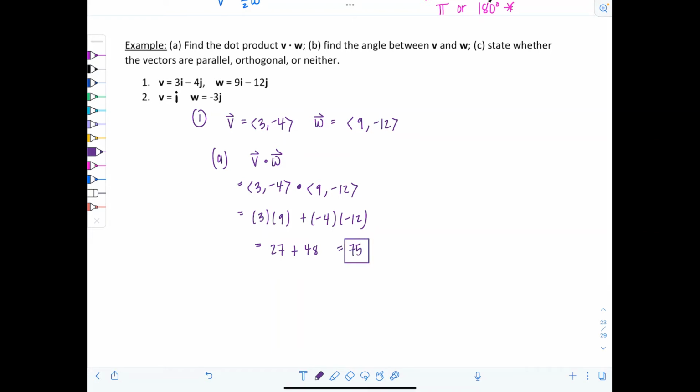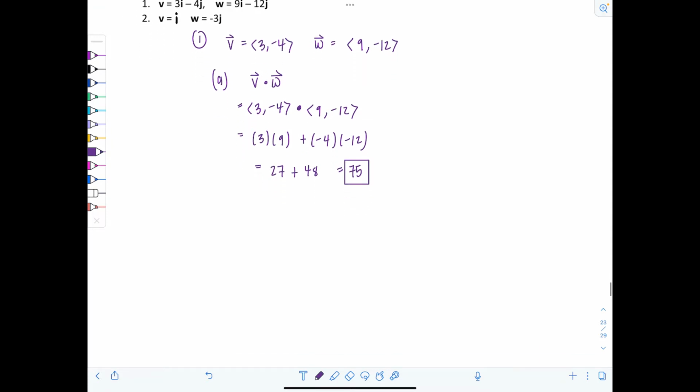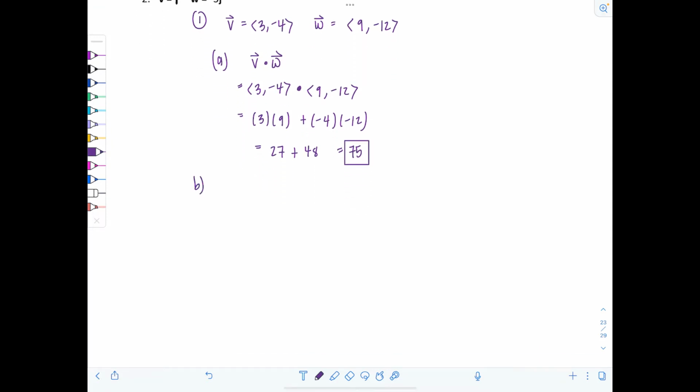Okay, that's part A. Done. Part B, find the angle between V and W. So, time to bust out our handy dandy formula. Cosine of theta equals V dotted with W over magnitude of V times magnitude of W. Well, we already have V dot W from part A, right? So we got 75 in the numerator.